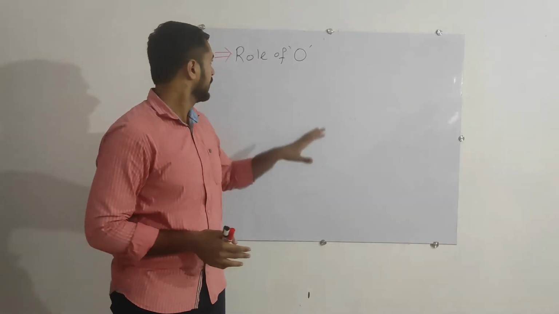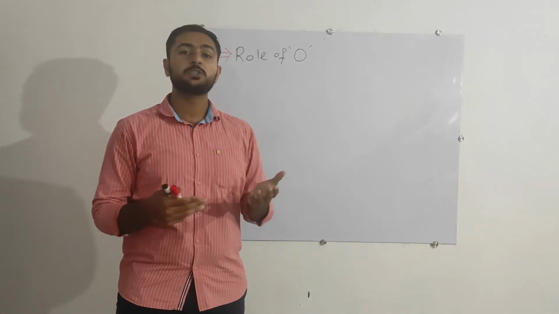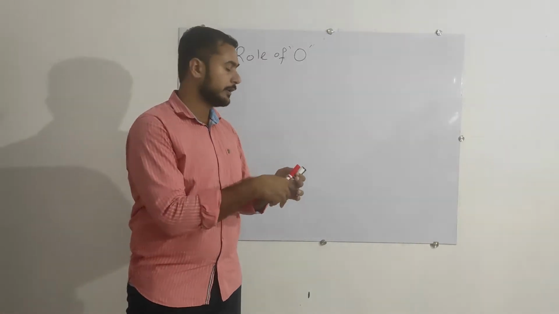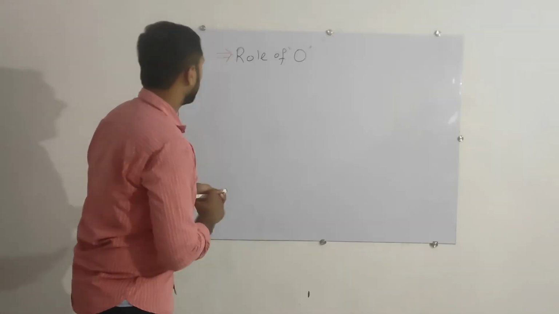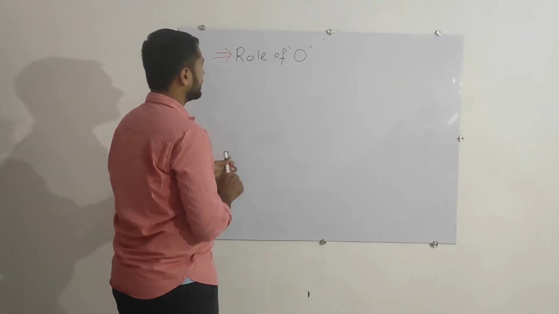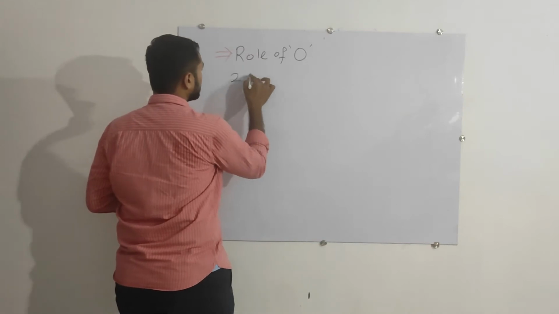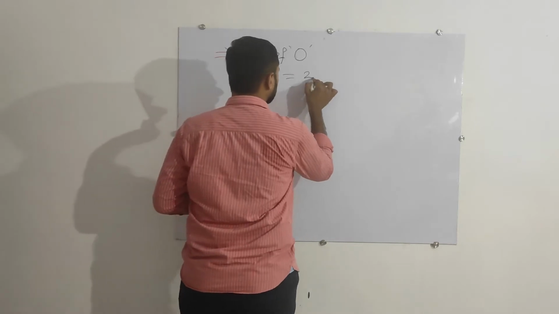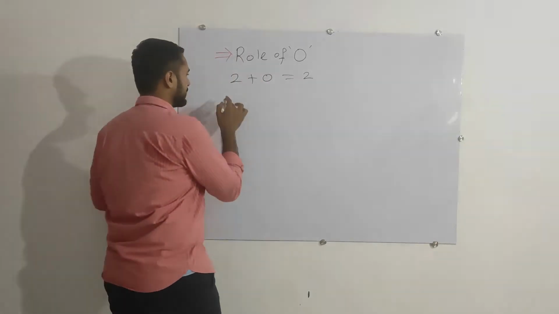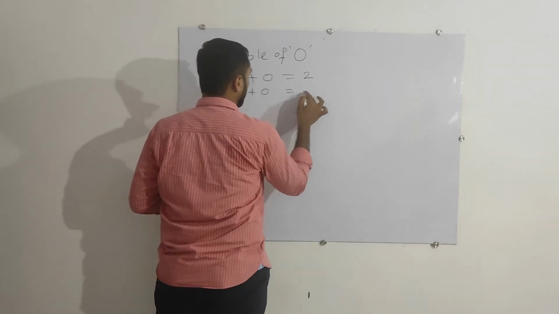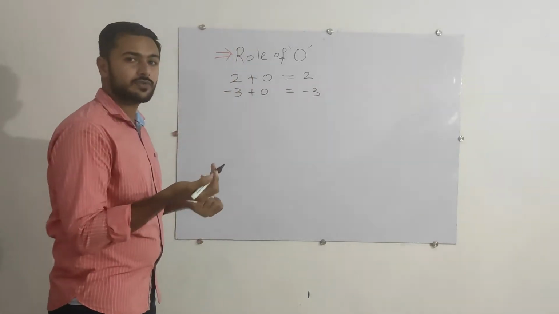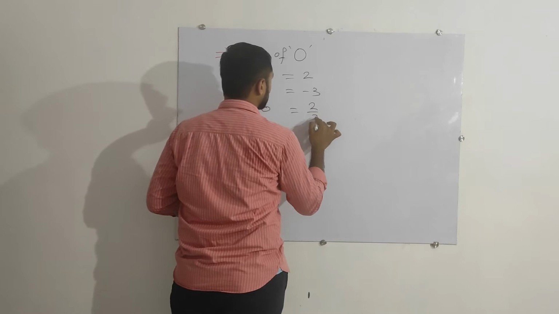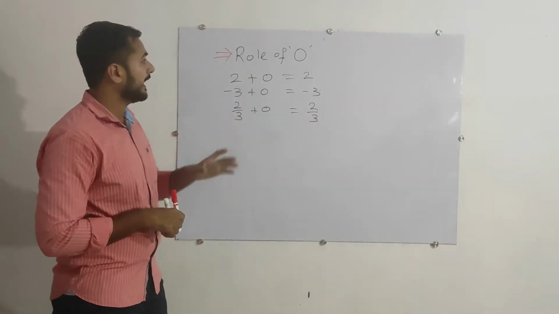So let's start with the role of 0. Role of 0 means we will check what happens with 0 in the different operations of mathematics. Let's start with addition. Suppose I do 2 plus 0. What answer will I get? That's 2. The same thing if I select any integer, minus 3 plus 0, it will be minus 3 only. If I select any rational number, 2 upon 3 plus 0, it will be as it is. No change happens if I add 0 to any number.